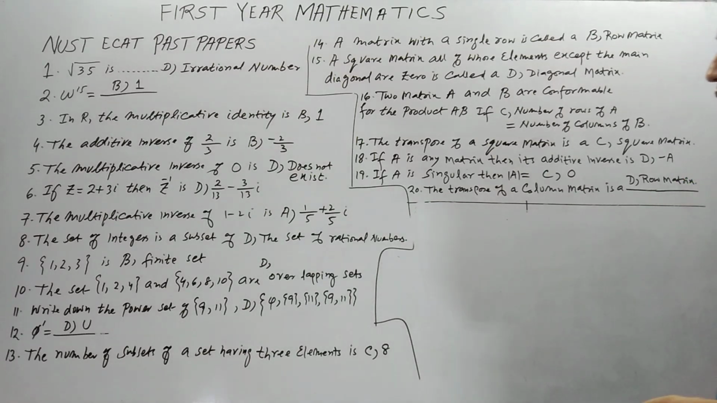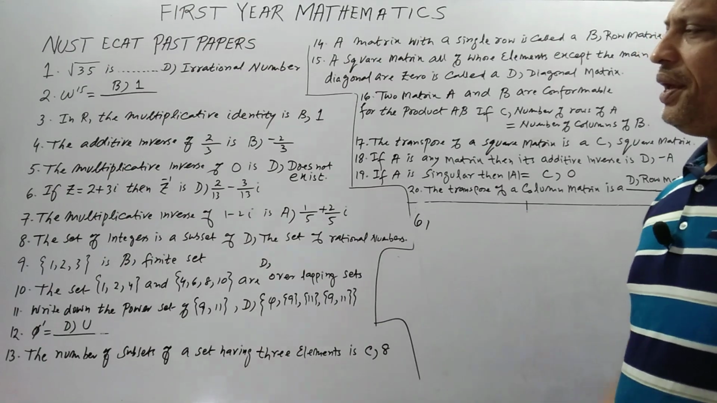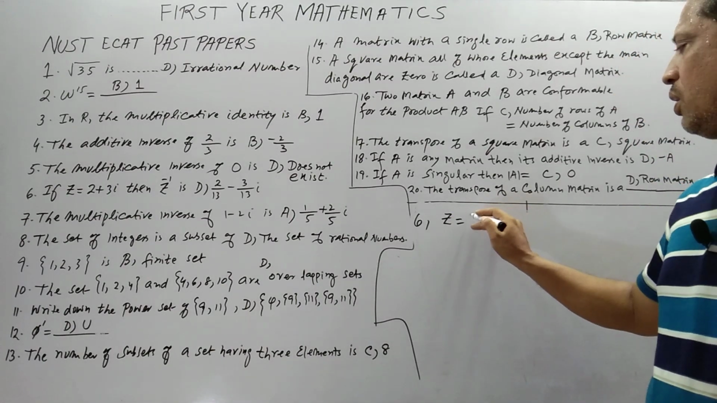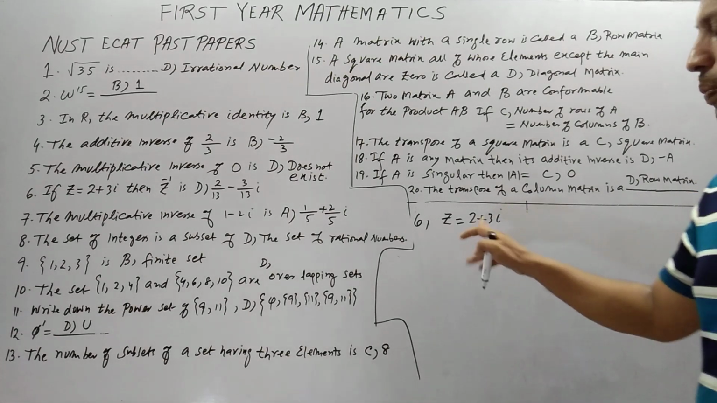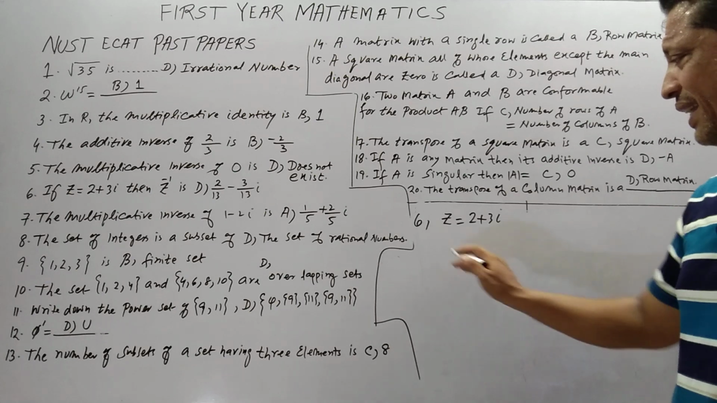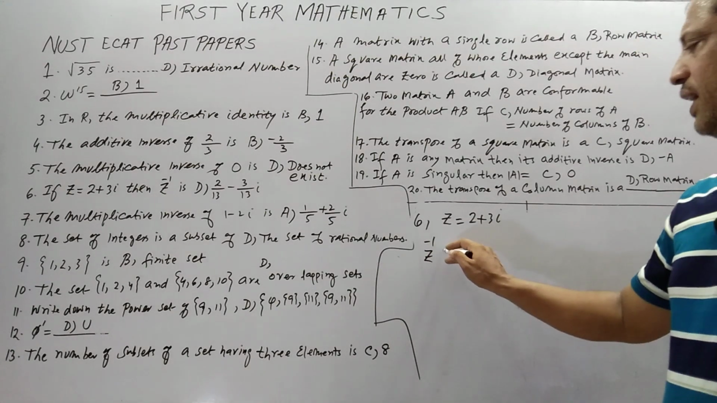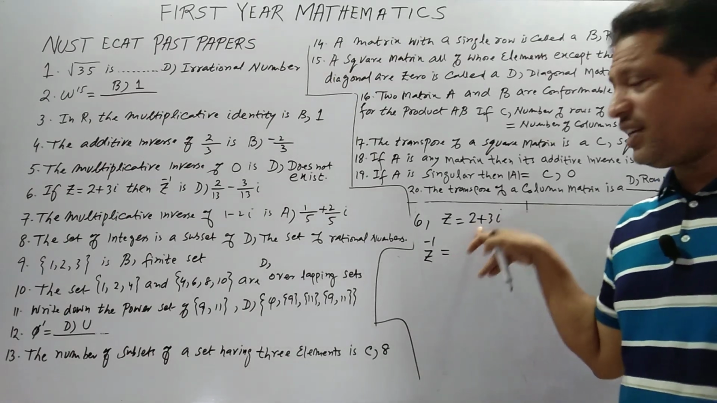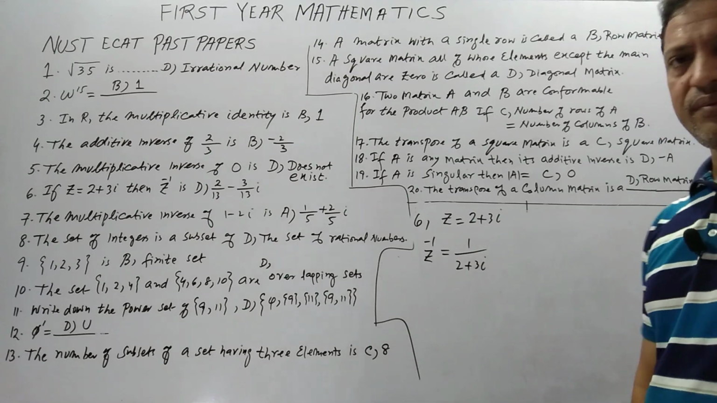Okay. Question number 6. If z is equal to 2 plus 3 iota, this is a complex number, then z inverse is what? Student, z inverse means 1 upon z. So we have to convert the value of z: it is 1 upon 2 plus 3 iota.